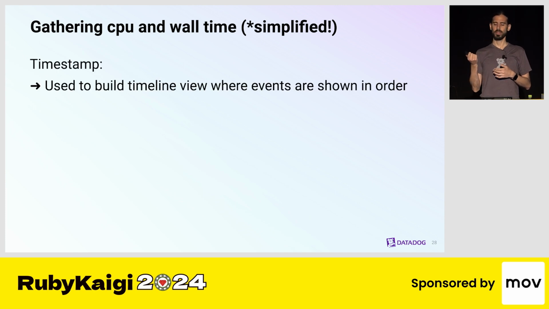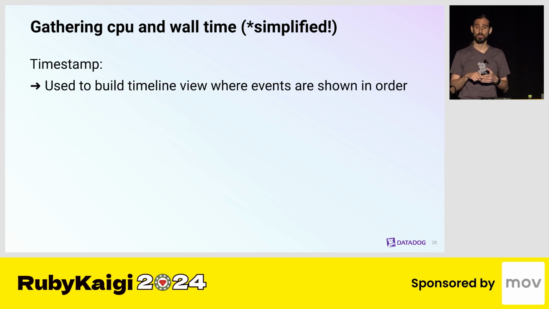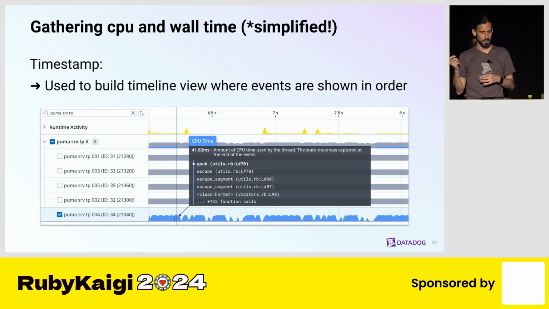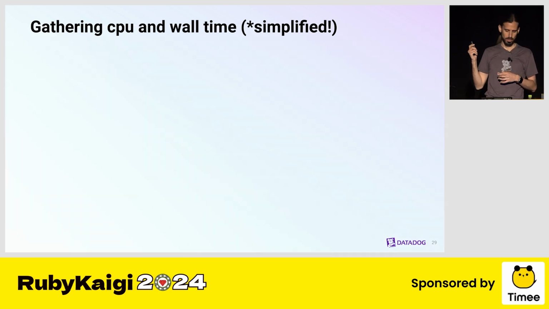The timestamp that I mentioned is used to build a different view. It's used to build a view that we call the timeline view, where the events are shown in order. You might be familiar with this view from other tools, other profilers, where here we have one line per thread. So this is a Puma web server running with 5 threads, and you can see how it was active from left to right, what Puma was doing to serve this request. So this is why we need the timestamp.